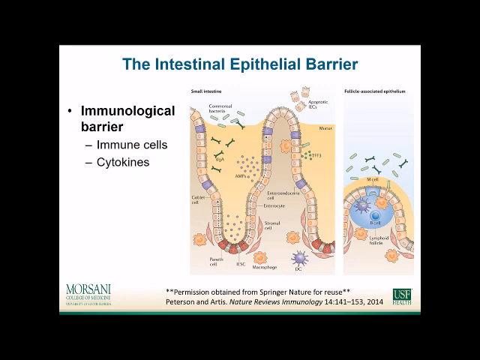The third piece of the epithelial barrier is the immunological barrier. This is where the army comes into play. There's a whole army of immune cells that reside within the lamina propria of these villi and in the submucosa, there to help protect us in the event that something actually crosses through that physical epithelial space. This also involves a bunch of different cytokines, and I think Dr. Edelblum will give you a great overview of how this piece of the epithelial barrier works.